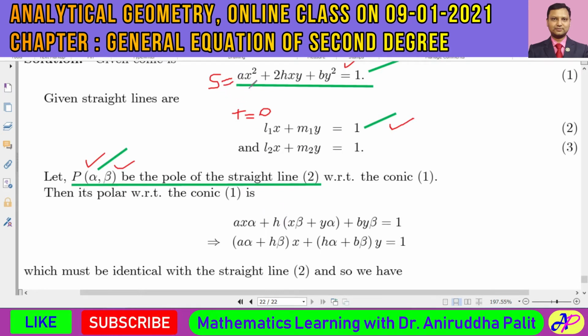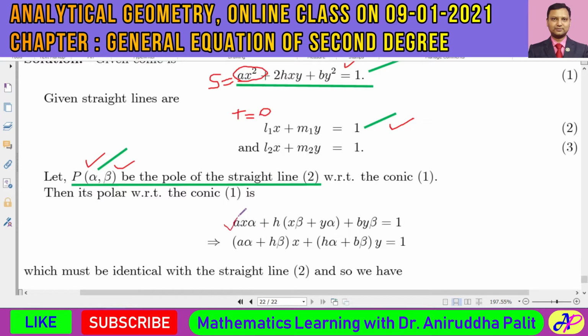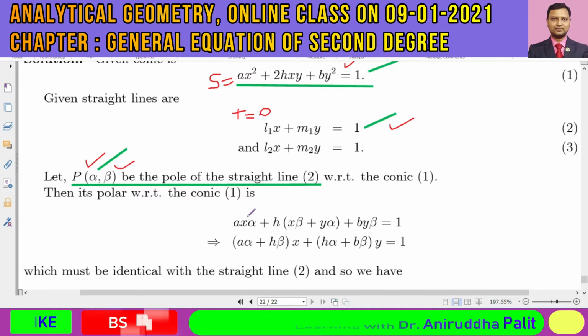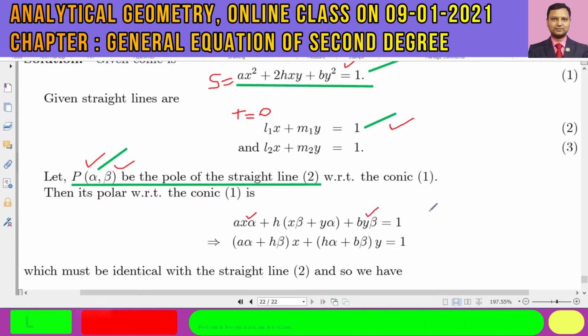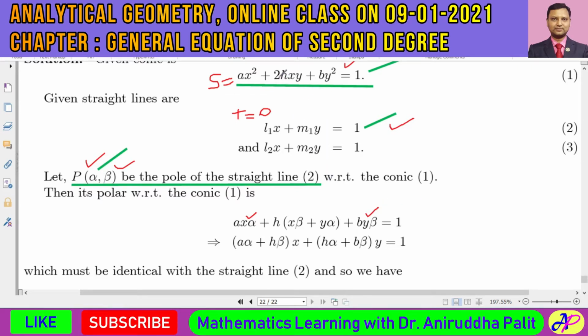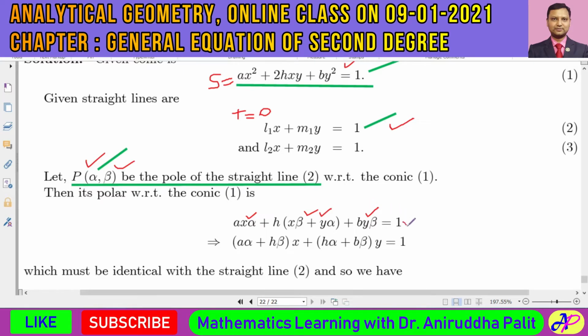Then the expression of T would be: in place of ax square, we will have a x alpha. The expression ax square should be replaced by a x into alpha, y square should be replaced by b y into beta, and twice hxy should be replaced by h into (x beta plus y alpha). So this would be the equation of the polar line of the point P.